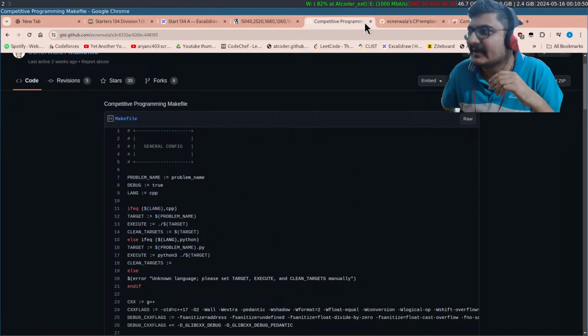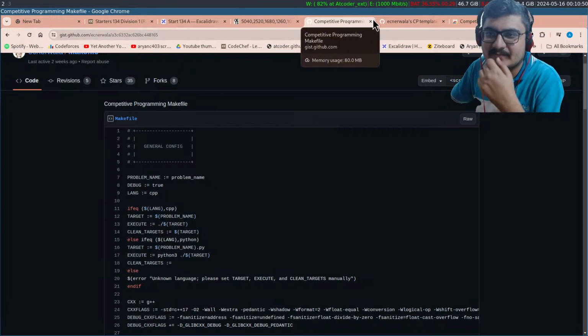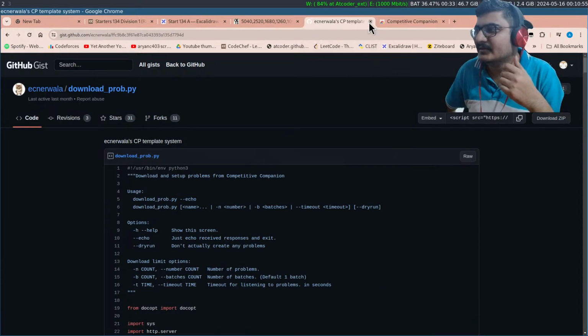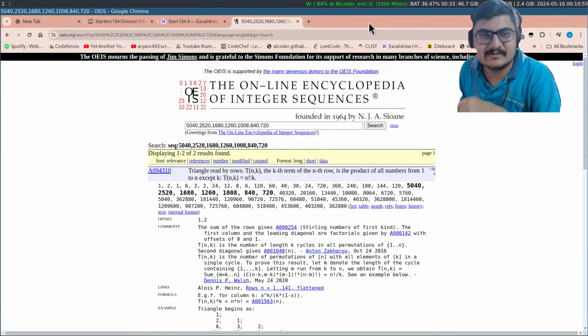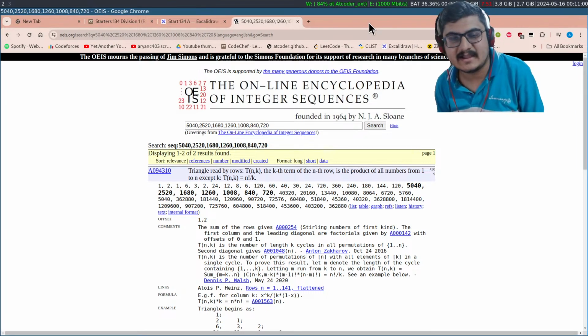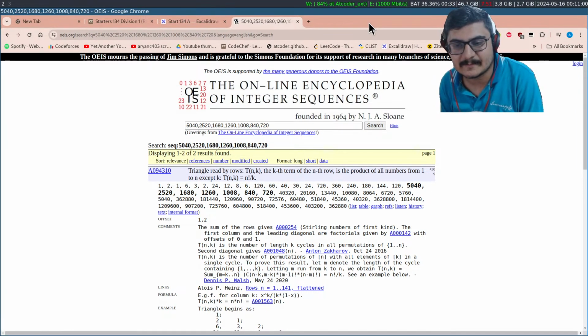Different people have different extensions. You can probably look at Abhishek Saini's video or Utkarsh Gupta's video on their competitive programming setup, and that should also work.